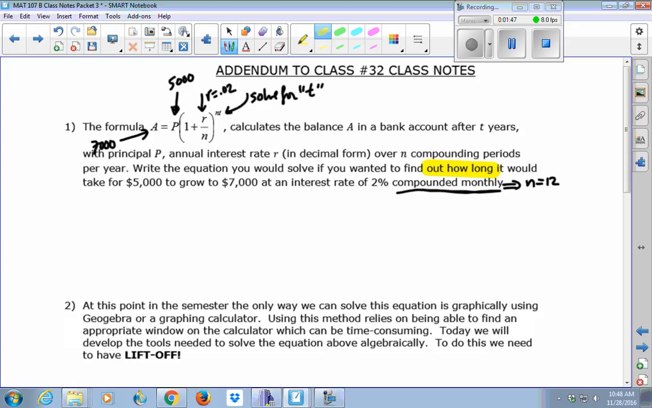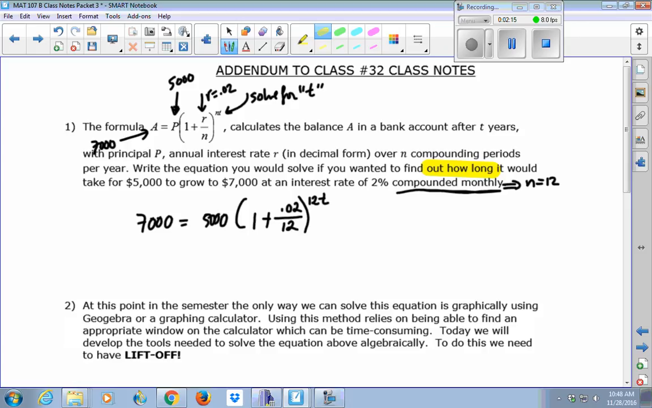So if we put all that together, we get 7,000 on one side equals 5,000 times 1 plus 0.02 divided by 12 raised to the NT. N again is 12 compounding periods per year times the number of years T. So this exponent up here is the time.